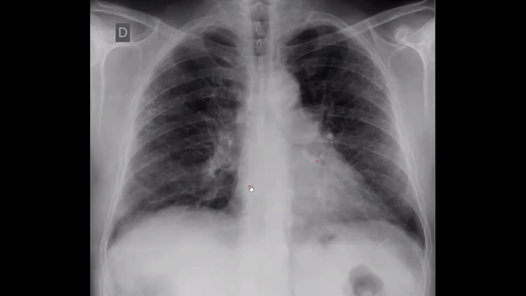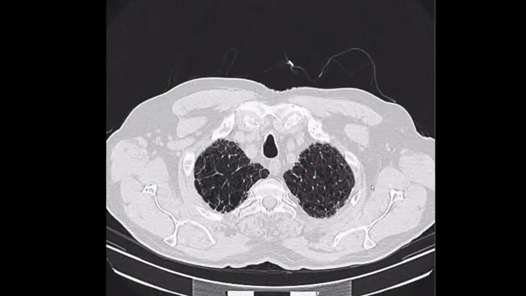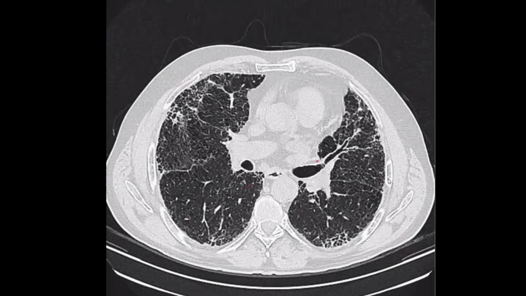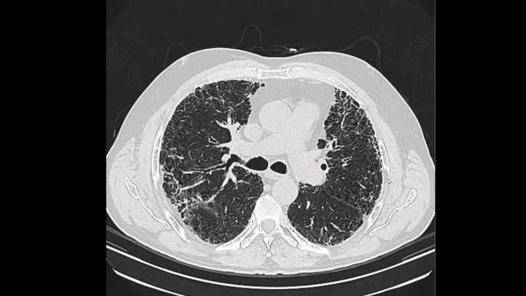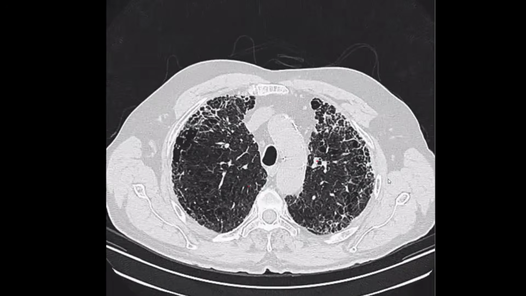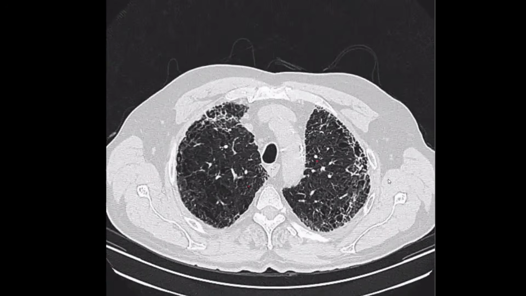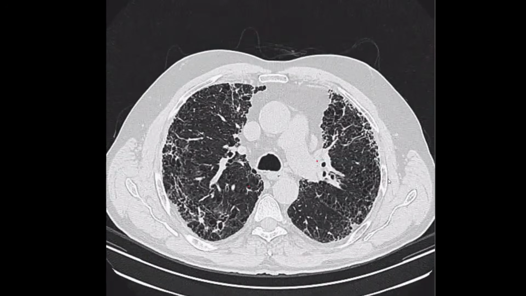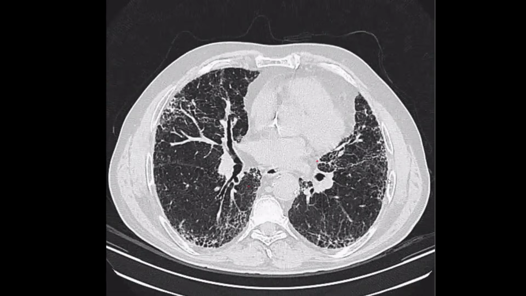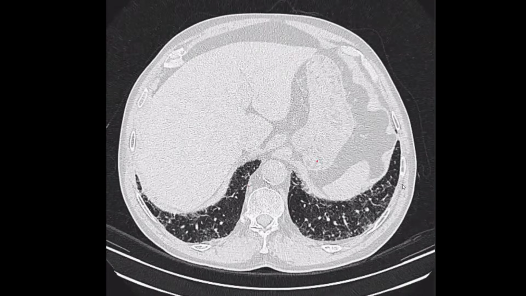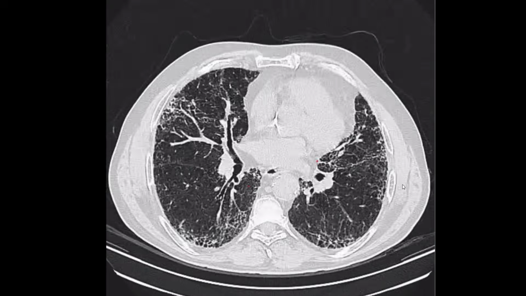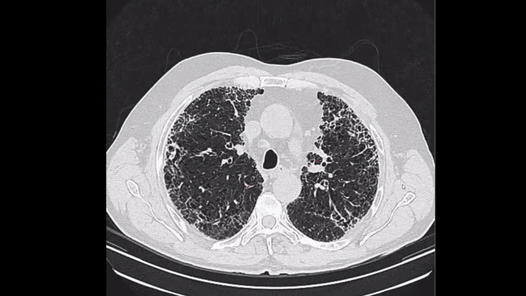Okay, what's your next step? I would correlate it with HRCT images. Okay, this is the HRCT. I can see that there is interlobular septal thickening with bronchiectatic changes, predominantly in the periphery, and there are also slight emphysematous changes in the upper lobes. And there is also traction bronchiectasis and honeycombing.